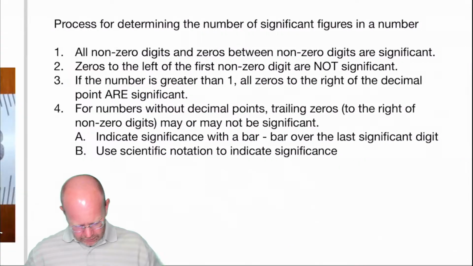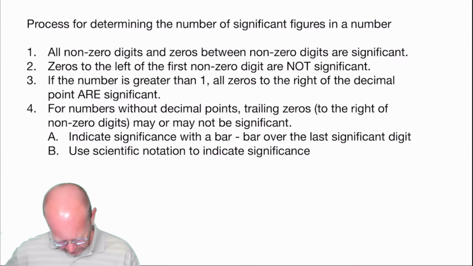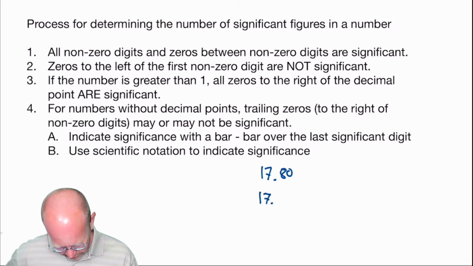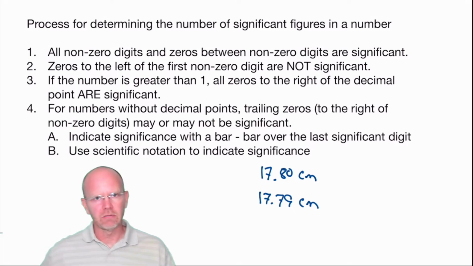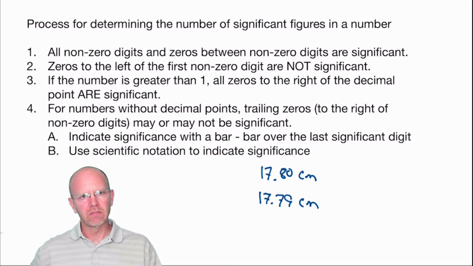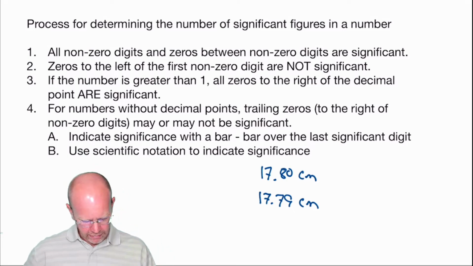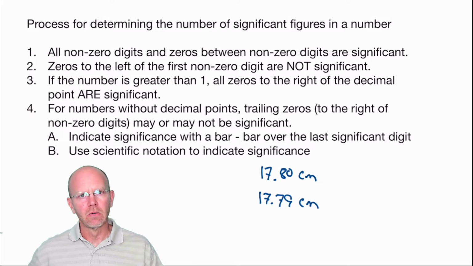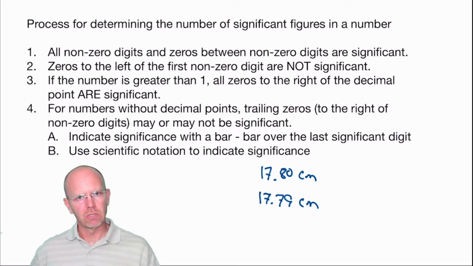So let's take those same two measurements, this 17.80 and 17.79. Let's say we were given those measurements and we were asked how many significant figures are in each of those measurements. We have a set of rules to help us make that determination. The first one is all non-zero digits in a number are significant, and all zeros that are trapped between two different non-zero digits are also significant.